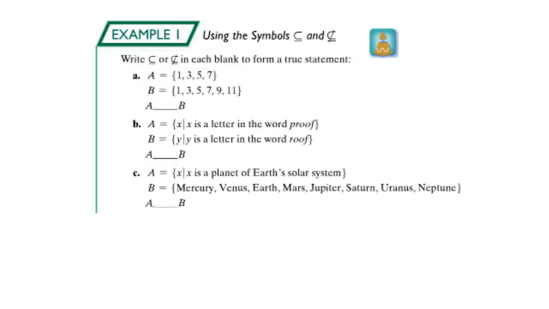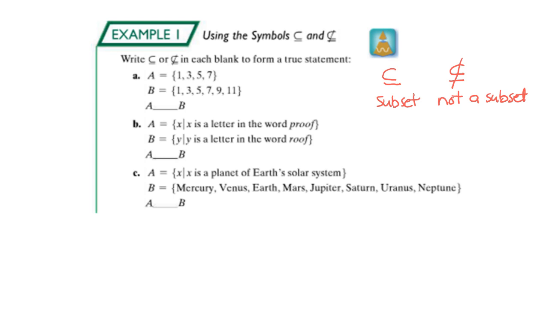Example 1, using the symbols. So the first one means subset, a subset of, and then the other one with the slash through it means is not a subset. All right, so it says write subset or not a subset in each blank to form a true statement.